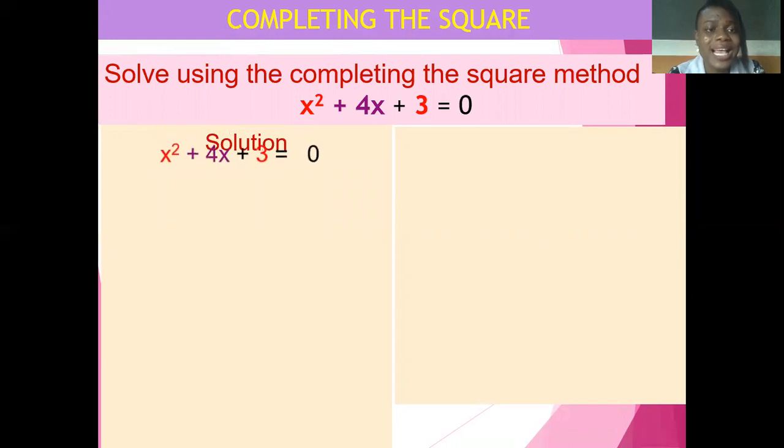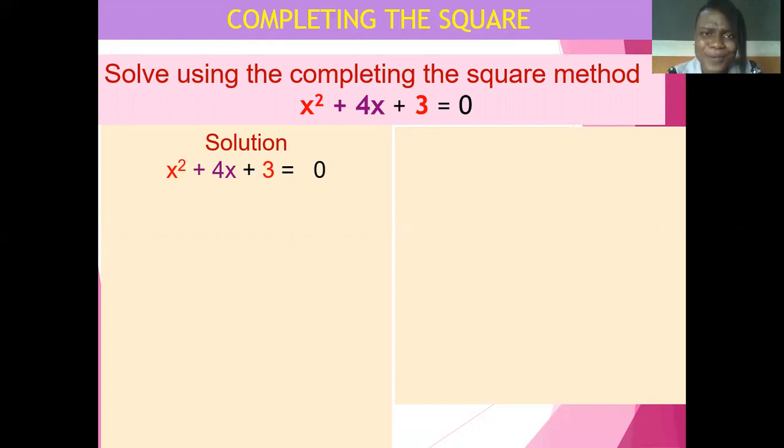So our solution. Now, the first thing you need to check is what is the coefficient of x squared? You know the meaning of the word coefficient? Coefficient means the value that's beside that particular letter. For example, in this case, it's x squared we are looking at. In this case, the coefficient of x squared is 1 because there's no other number beside x squared. Now, in a case where the coefficient is not 1, you have to make it 1. But in this case, we can go straight and solve.